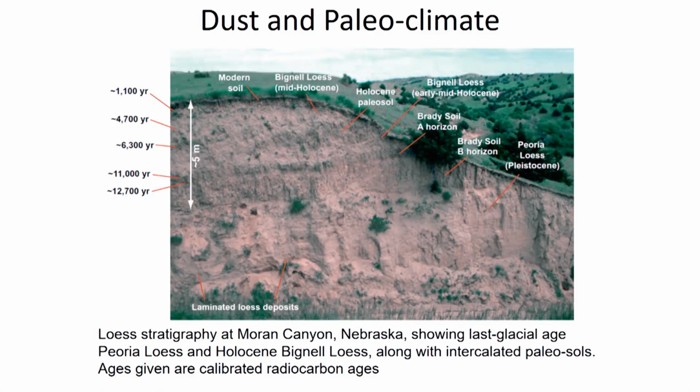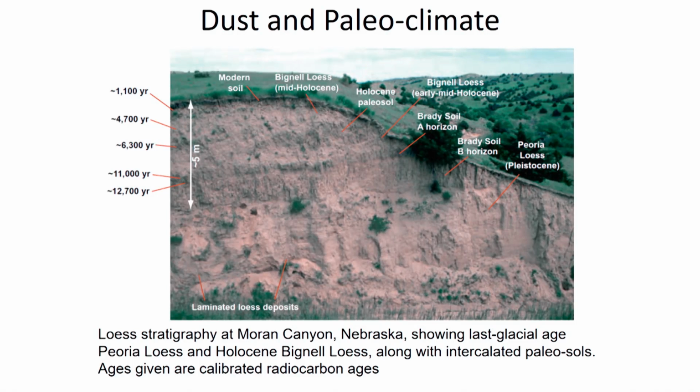You can reconstruct different kinds of soil. You have modern soil, then you have Bignell soils, mid-Holocene period, Holocene paleosols. I am sorry, geology students might understand this one; even I don't understand them very properly. Bignell Loess, and then Brady soil, A horizon. Here you can see they have been dated back, Brady soil and B horizon, and then Peoria soil, Pleistocene.